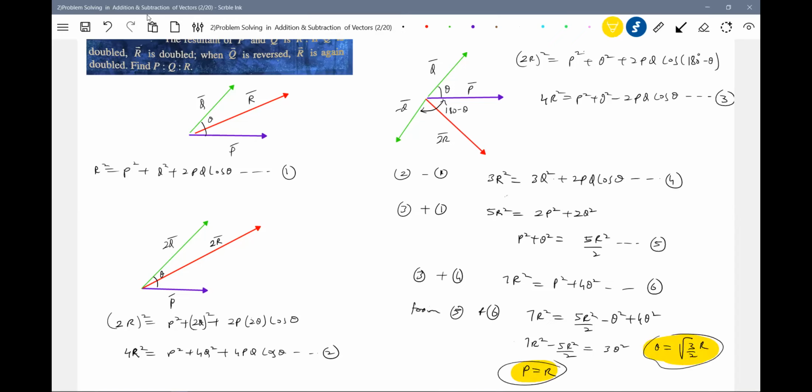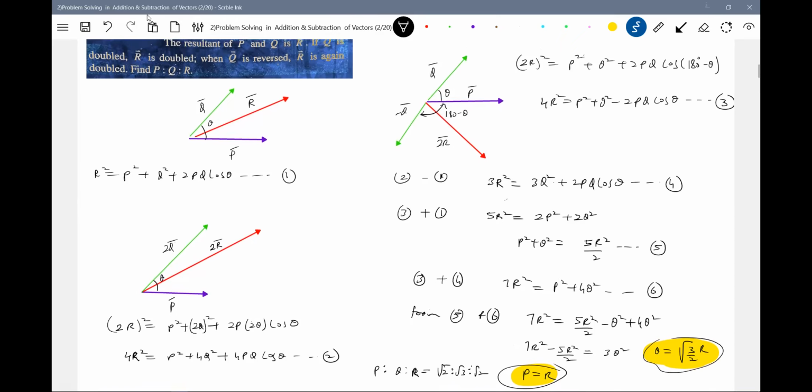Now you see what the ratio can be. P is to Q is to R, root 2 is to root 3 is to root 2. Like this, we can arrange them. I think drawing diagrams and writing equations is very, very important. After getting equations, you have to search how to get the relationship between all those quantities.